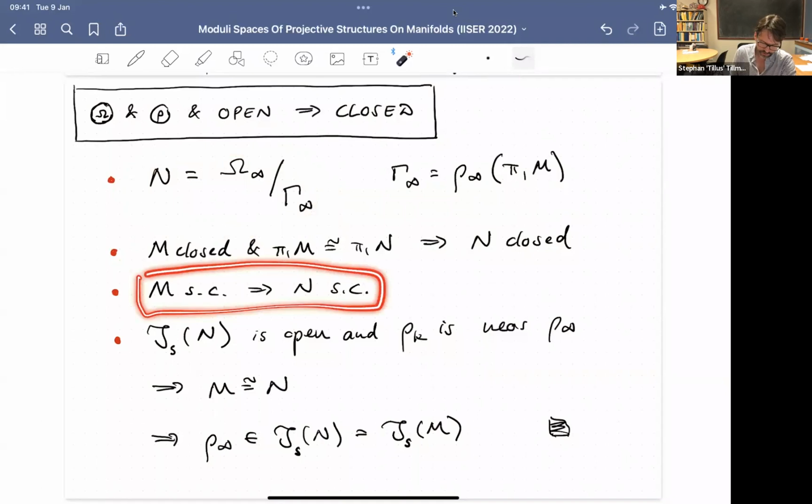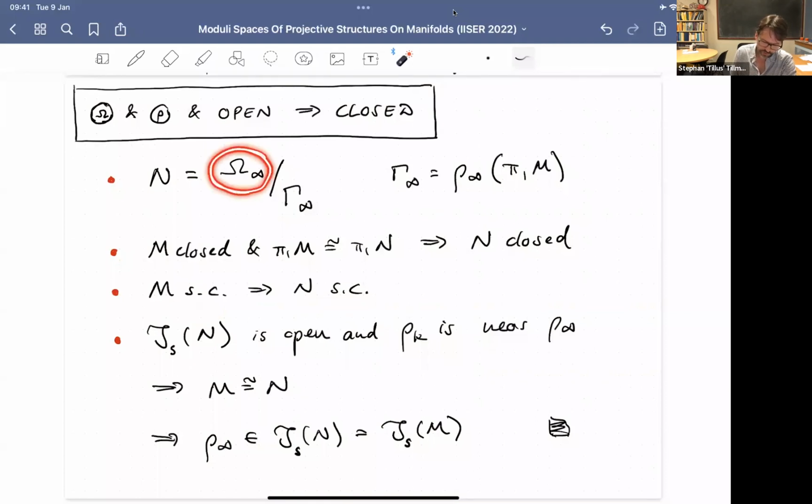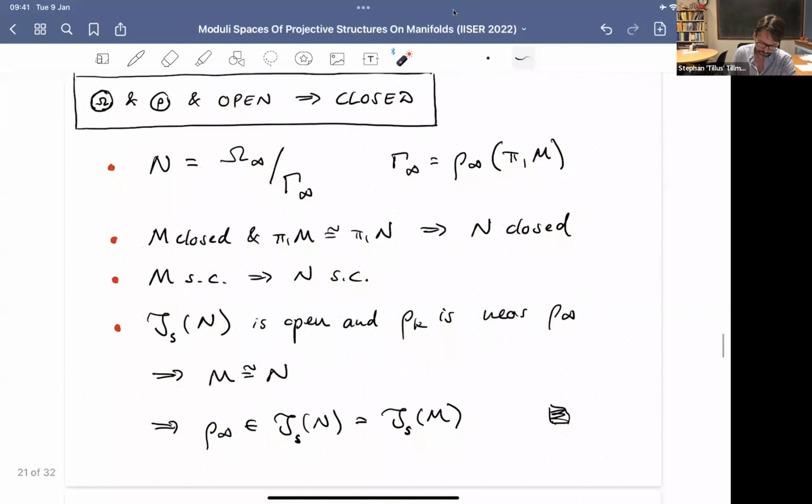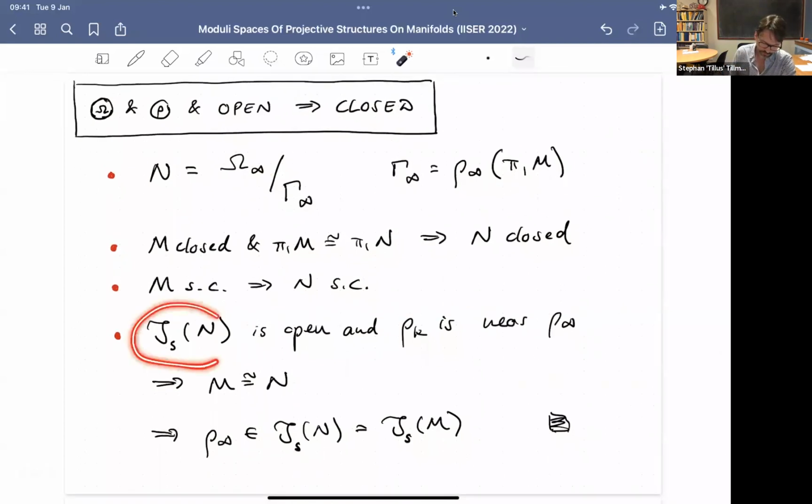Then there's the fact I told you that M strictly convex implies N is strictly convex. Here we only knew this domain is properly convex, but now we know something about the fundamental group, and so it's strictly convex. Then we work in the parameter space for N and say, well, this set we know is open. That's what Koszul tells us. We also know that these representations are near these, and these are the same groups. That implies that M is homeomorphic to N, because they're both homeomorphic to quotients of this representation. And so this gives you the result. This is how these two properties help you.